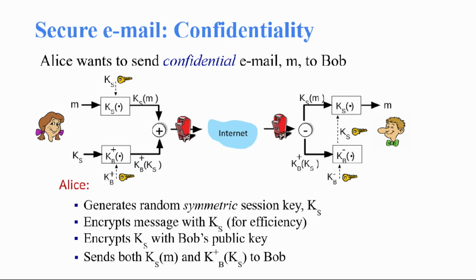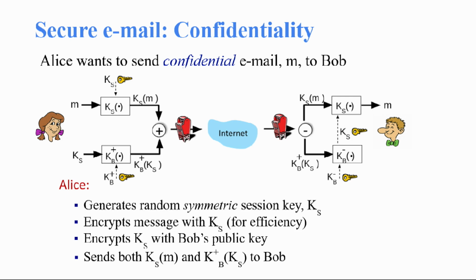Confidentiality. So first thing, if I want to send a confidential email, what can I do? Here, if you can see, Alice's message is denoted by M. So what does Alice do? Alice generates a random symmetric session key, called KS, and uses that to encrypt the message. So that's KS of M that is created. Now next, Bob has already advertised his public key, so Alice knows about Bob's public key. Using Bob's public key, Alice encrypts KS, the session key that was generated.